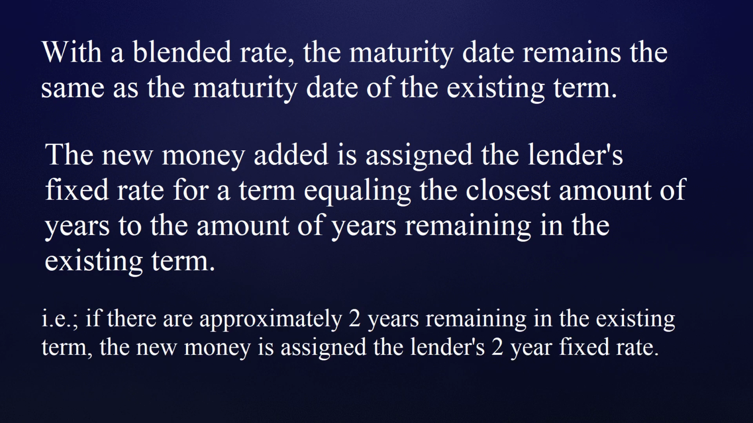If there are approximately 2 years remaining in the existing term, the new money is assigned the lender's 2-year fixed rate. So the reason they have to do this is because there are different rates applicable to different terms. For instance, a 5-year term comes with a different rate than a 2-year term. Now, since they are going to be providing this new money for a term of 2 years, because there's approximately 2 years until your maturity date, the lender assigns the 2-year rate to the new money.